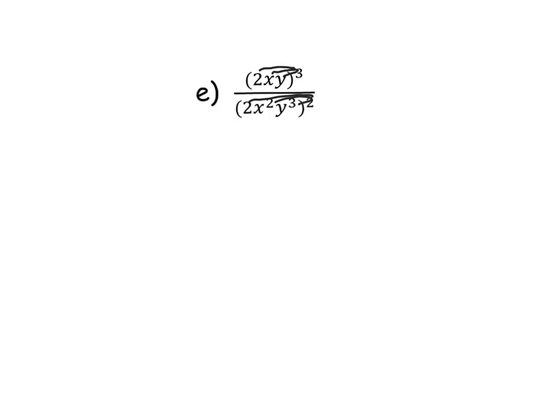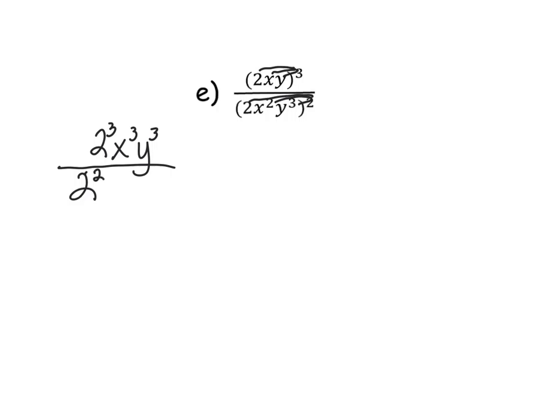So, on the denominator, everything goes to the second power. So first we have to write it out, getting rid of the parentheses. 2 to the third, x to the third, y to the third. Everything is to the third power. On the bottom, everything goes to the second. 2 to the second. Oops.